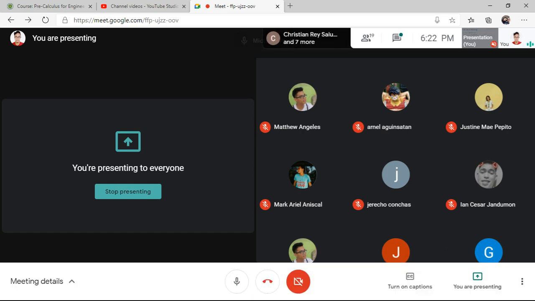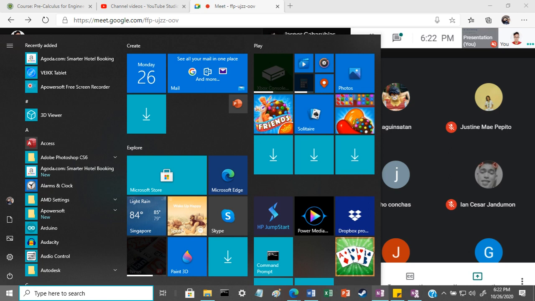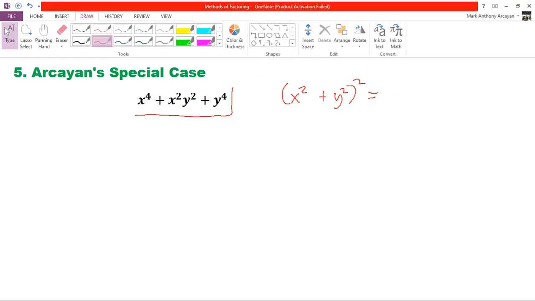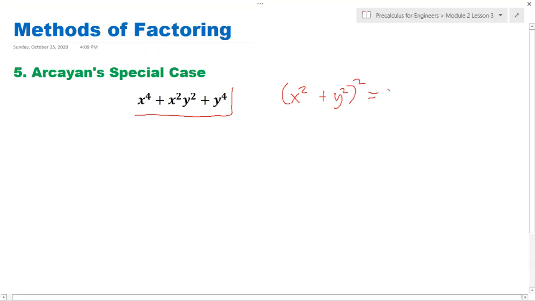So, okay class, let's continue. So here, let's prove kung whether it is a perfect square or not. So this one is equals to x to the fourth. Then multiply this x squared times y squared times 2. So we have plus 2x squared y squared plus y to the fourth. Since yung middle term is x squared y squared lang, therefore this is not a perfect square.